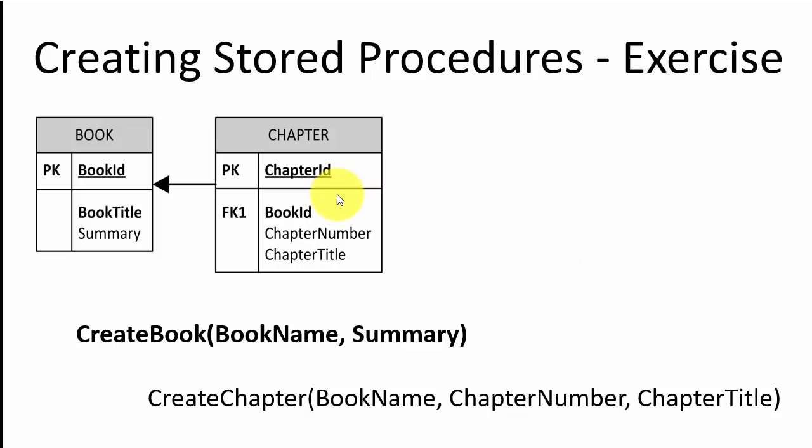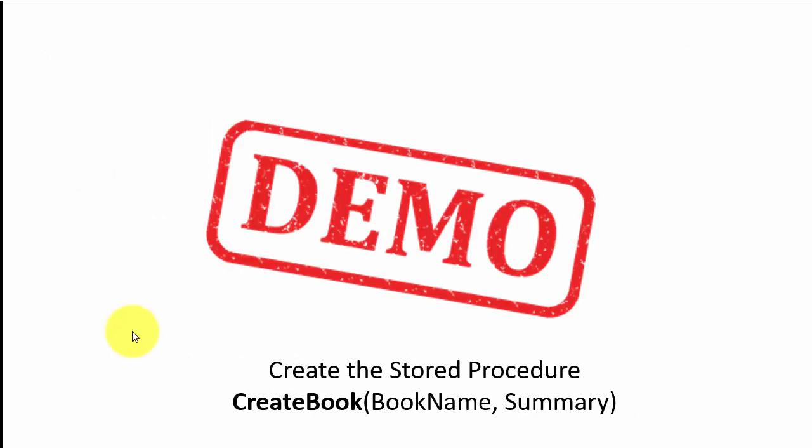So let's create, in this case, 2 examples based on our tables, the book table and the chapter table. We should create 2 stored procedures. One stored procedure called create book, which just creates new books within the book table, and the second stored procedure, create chapter, should create chapters for a specific book like this. But let's start with the first procedure, create book. So let's create the stored procedure called create book within SQL Server.